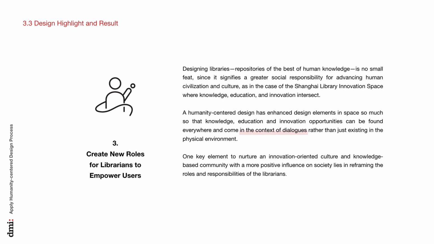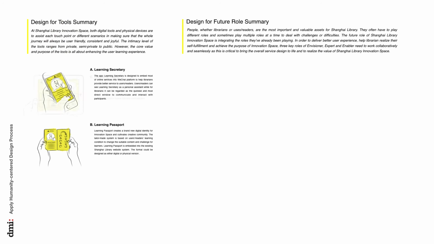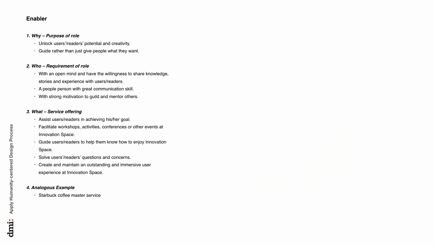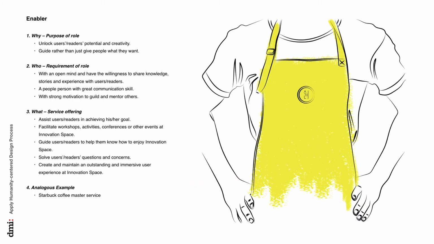And the third point, create new roles for librarians to empower users. Also think about a new possibility to create new roles in the library, in the innovation space. So for example, one of the new roles we call the enabler. Why do we need this role? What's the purpose of this role? And who's going to play this role? What's the requirement of the role, right? And what kind of service are they going to offer?